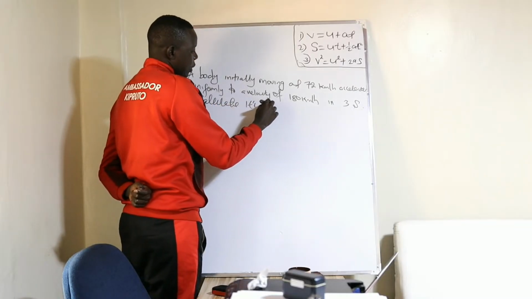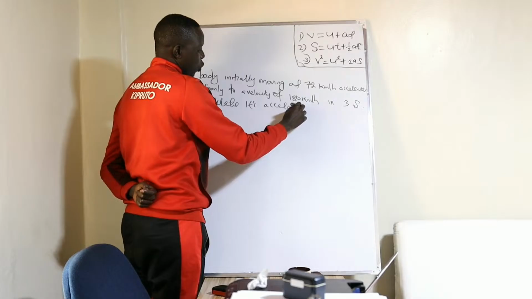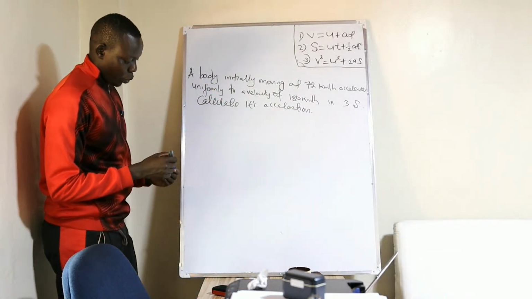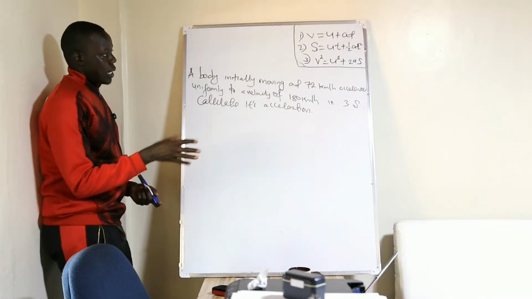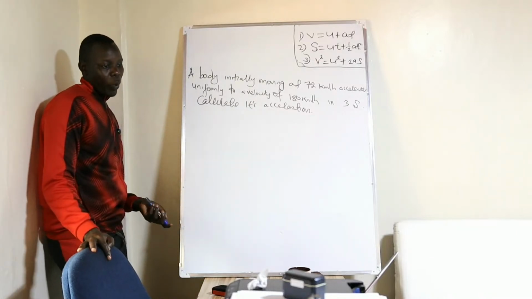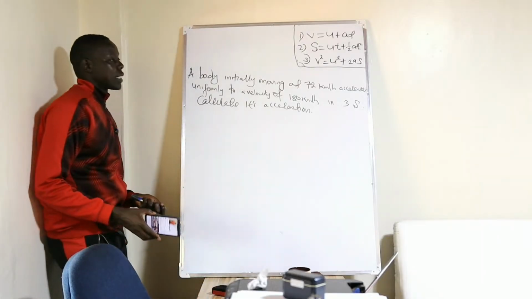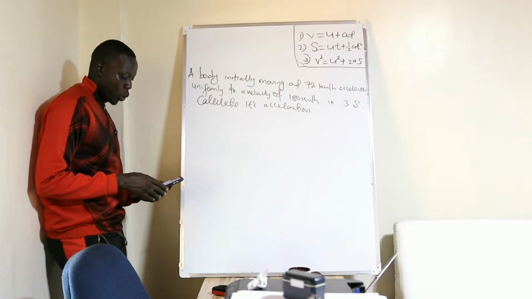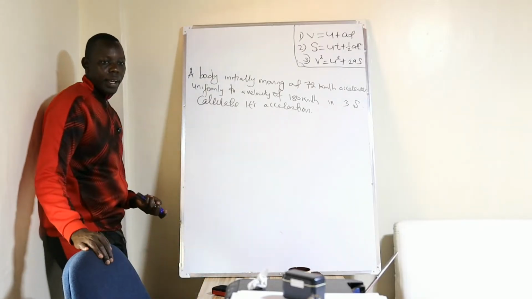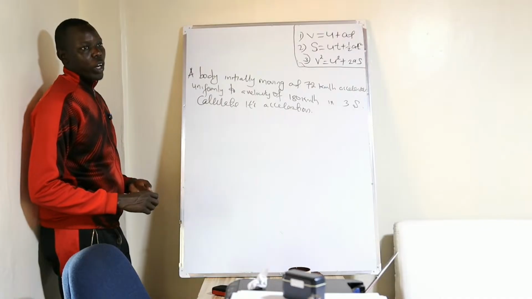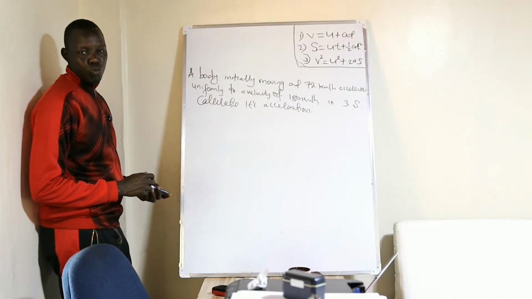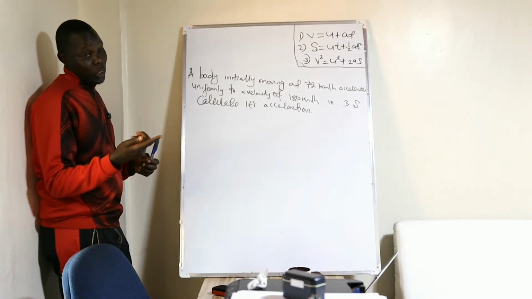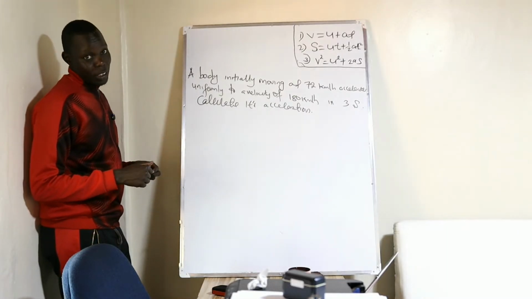Calculate its acceleration. Now, of course, this one deserves to be given 1 mark because of its simplicity. But why I'm doing so is because I want you to know how to convert. Because you cannot operate with kilometers per hour. We are supposed to operate with meters per second. So convert kilometers per hour to meters per second.